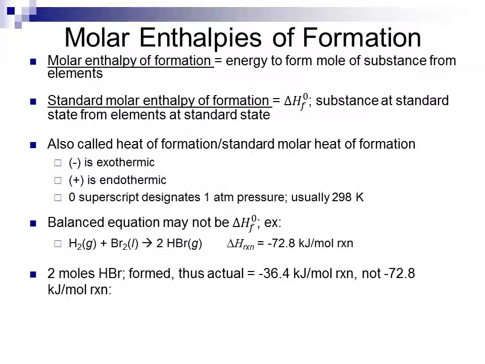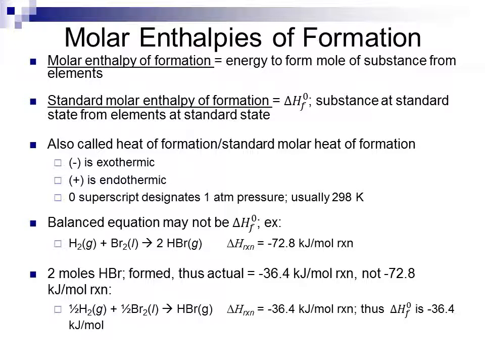In this case, 2 moles of HBr are formed. The molar enthalpy of formation reflects the energy to form 1 mole of a substance from its elements. So the actual formational enthalpy that we need is negative 36.4 kilojoules per mole reaction, not negative 72.8, because that is 1/2 of the enthalpy of the reaction, which would be what 1/2 of 2 moles would be.